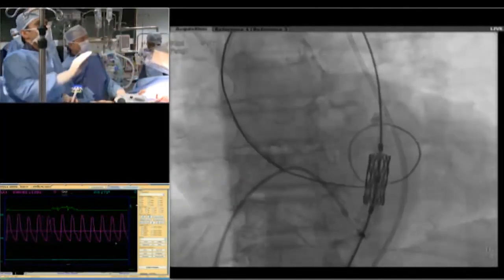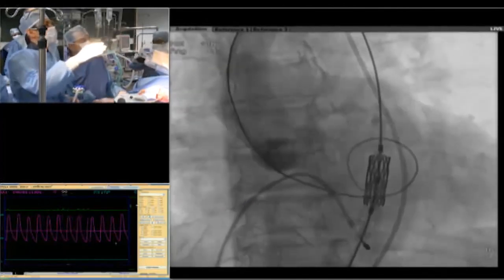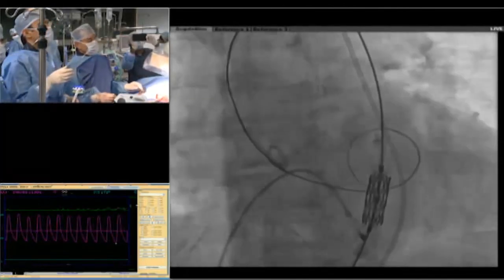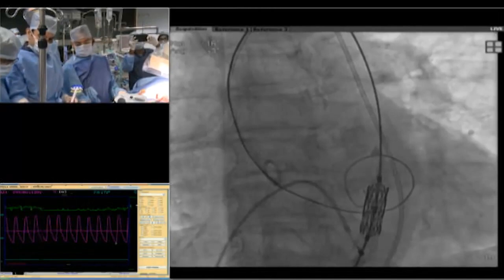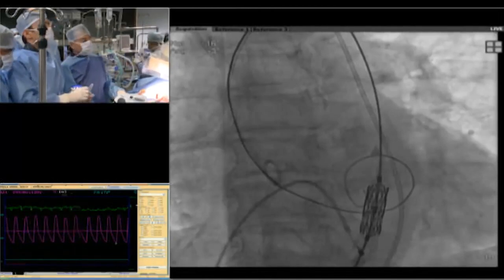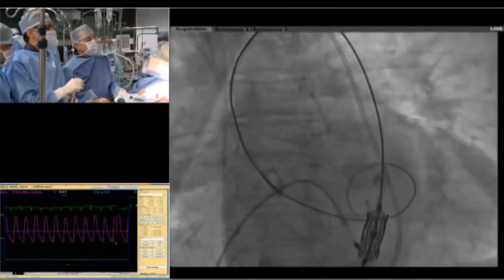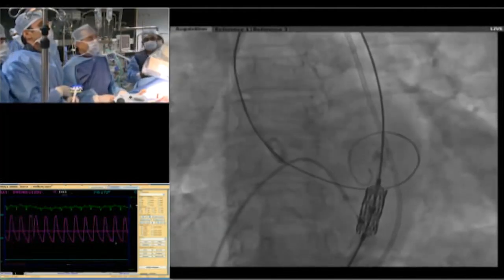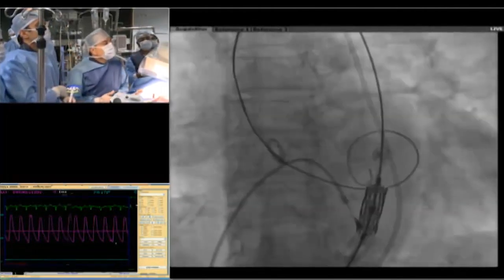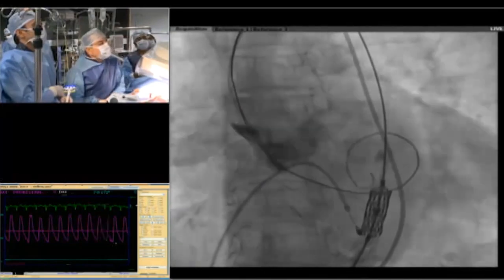It's a bit caudal. Go a bit caudal. Just a bit caudal. One more time. Yeah. Small puff. So let's go ahead. We're confirming our coplanar view. We took an aortogram. That looks good to me. I think that looks good.